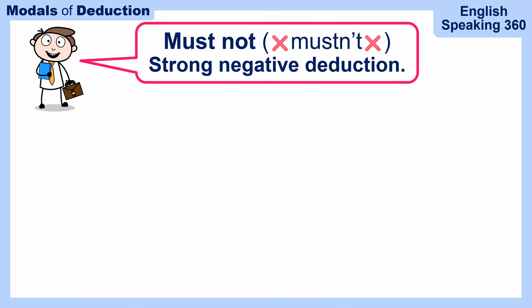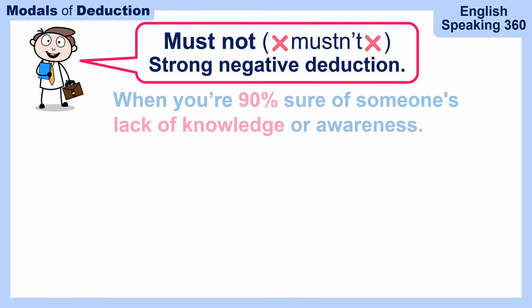We use must not. So you can use it when you're 90% sure of someone's lack of knowledge or someone's lack of awareness. So this specific modal of deduction is very, very narrow. You cannot use it in all situations. So you use it only for lack of knowledge or a lack of awareness.